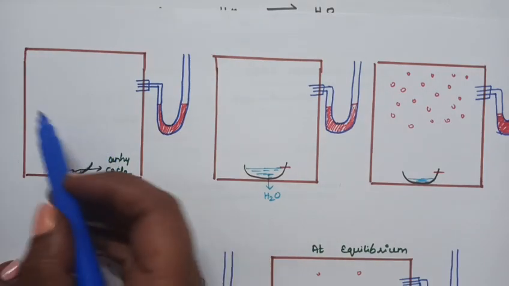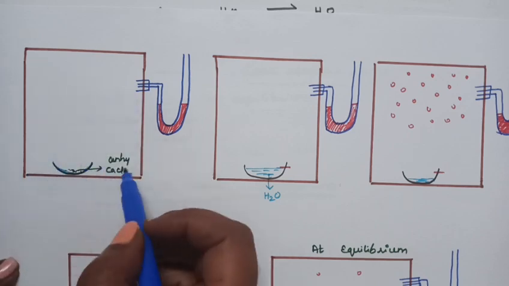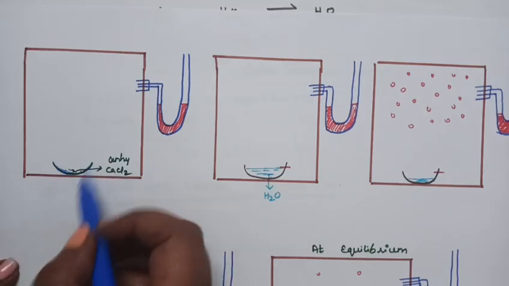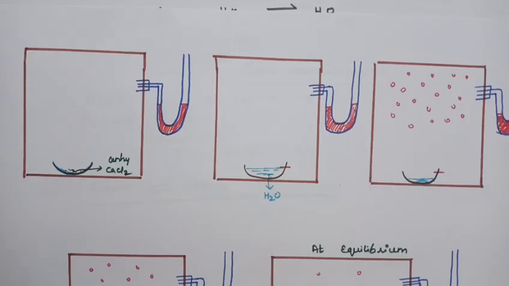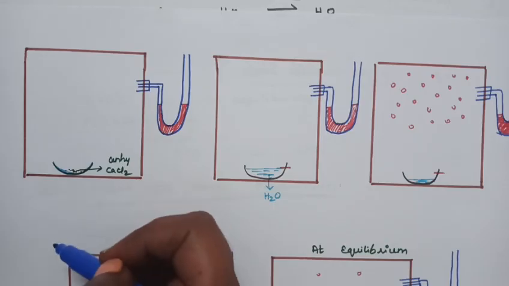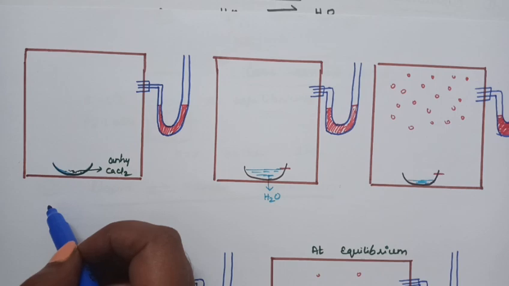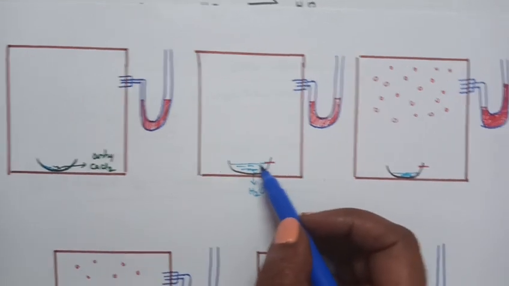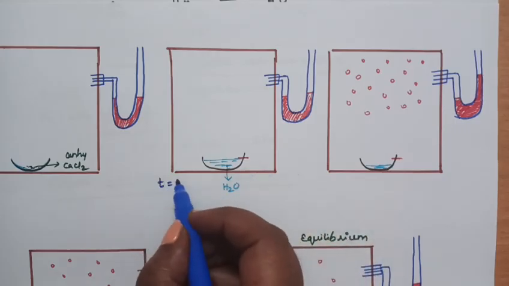So students, here you can see we have taken a closed container. Inside the closed container, we have taken anhydrous calcium chloride in a watch glass. So anhydrous calcium chloride is a white powder. So it has hygroscopic character. Hygroscopic meaning is it absorbs water molecules. So if any water molecule is present inside the container, it will start absorbing all the water molecules. So once it absorbs all the water molecules, we will remove this anhydrous calcium chloride, and next we are going to place our beaker containing water. This is at time t is equal to 0.